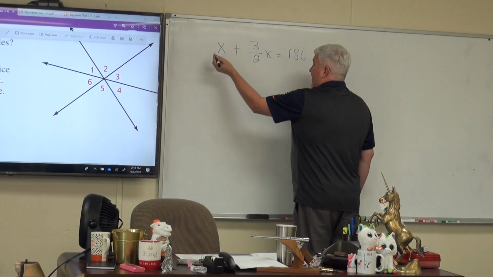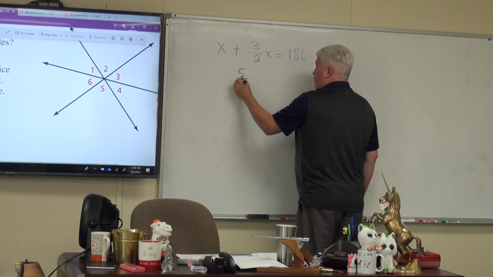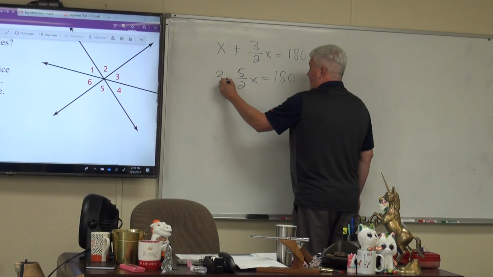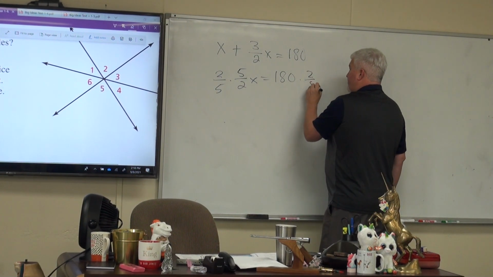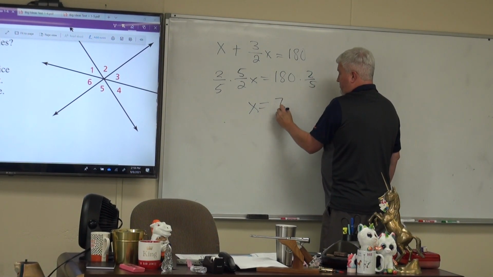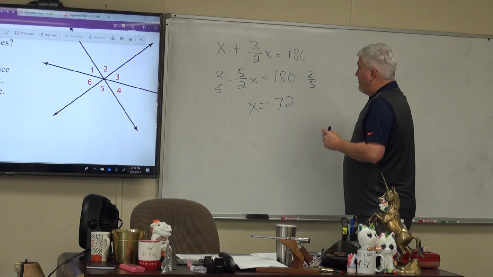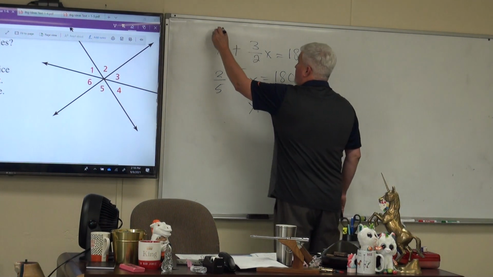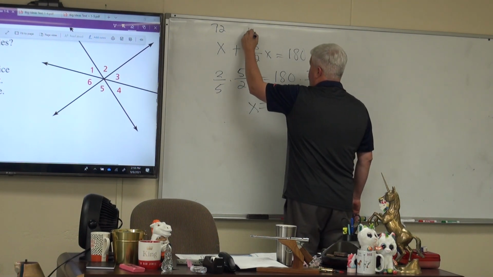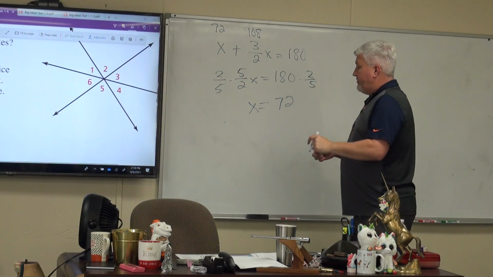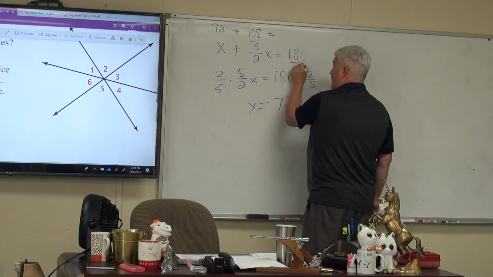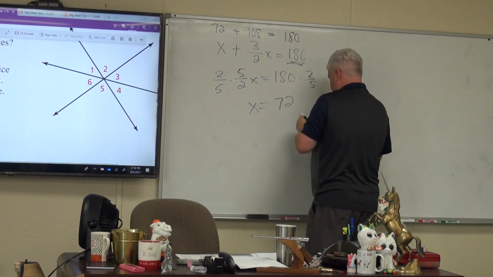So I combine these together and I get 5/2 x, or 2.5x, equals 180, multiplied by the reciprocal. x equals 5 here, 3, 36, 72. So one angle is 72. The other one is 1.5 times that, which is 108. Okay, 72 and 108, and to make sure we're correct, they should add up to 180, and they do.